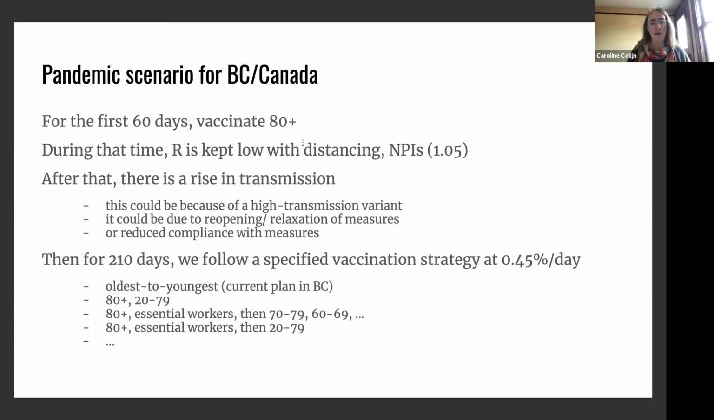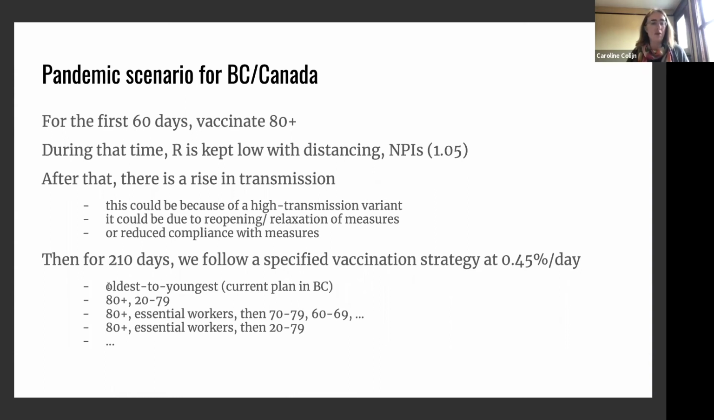And then after that, around now-ish, there's a rise in transmission. And that could be because we reopen, we don't comply, we relax, or we have a high transmission variant. Actually, we're doing all of these things, I think. But then we'll shut down again, probably when our hospitals get full again. Okay, so there's a rise in transmission. And then for the next 200 days until September, we follow some vaccination strategy at the originally published mRNA vaccine rates, which worked out to about 0.5% of the population per day, to get to most people after the 200 days, most people who want a vaccine.